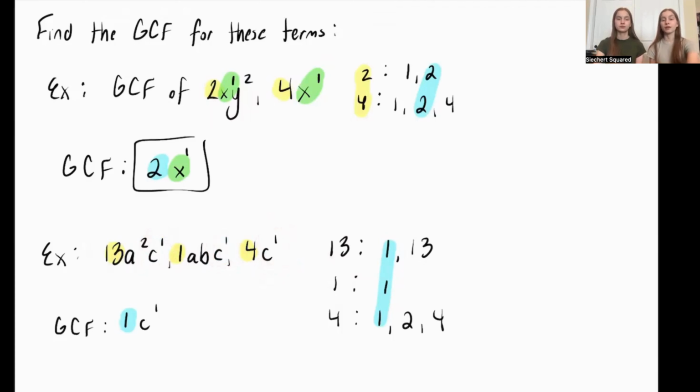So even though we had 3 different variables throughout the terms, there's actually only 1 that ends up in the GCF. And that can happen, just really depends on how many variables there are and where they show up. Yep, so for this one, our GCF is going to end up being 1c.